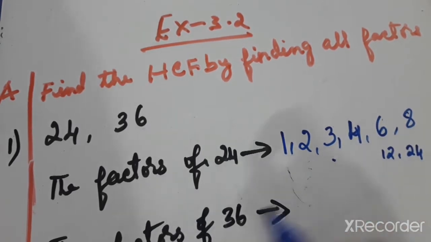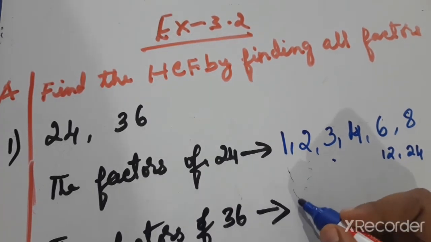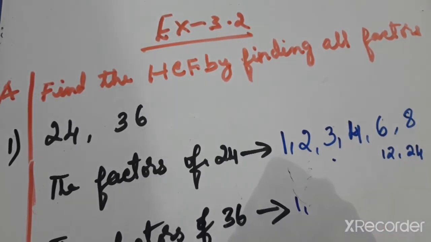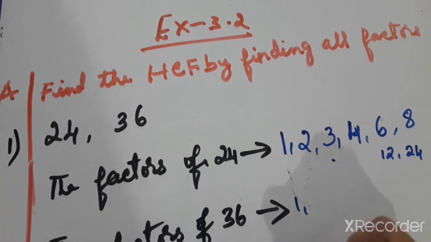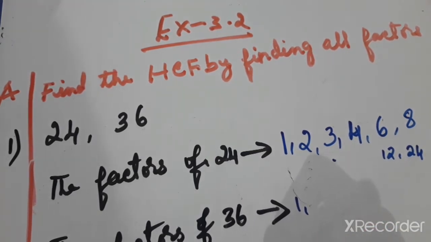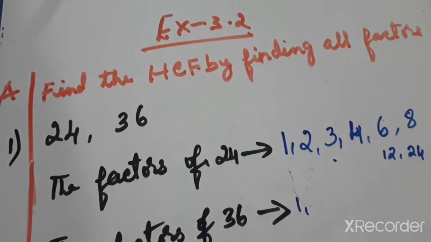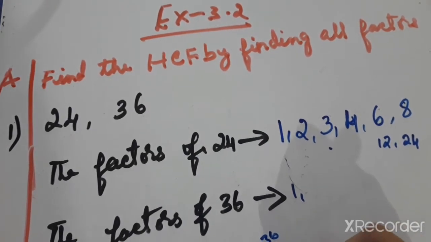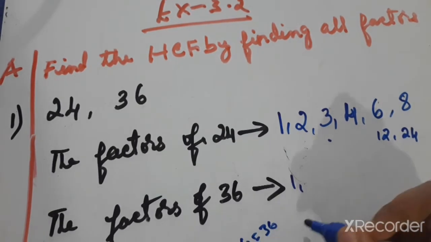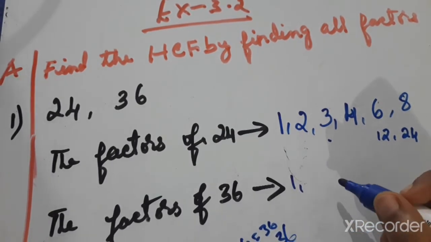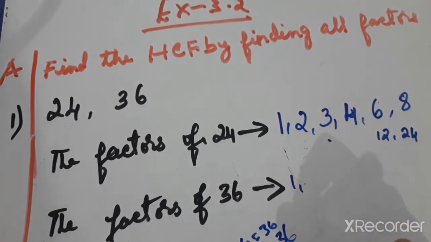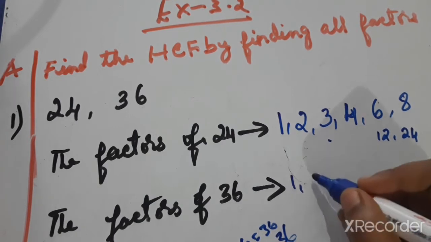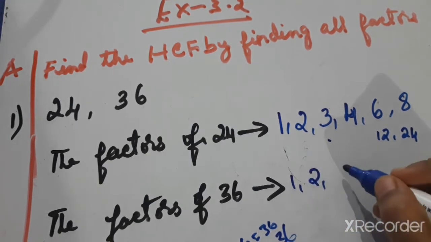Okay. Here, the factors of 36. Factors of 36: 1 36 is 36. Okay, 1 36 is 36. Then 2 18s are 36. So 18 twos are 36. 18 is also a factor.